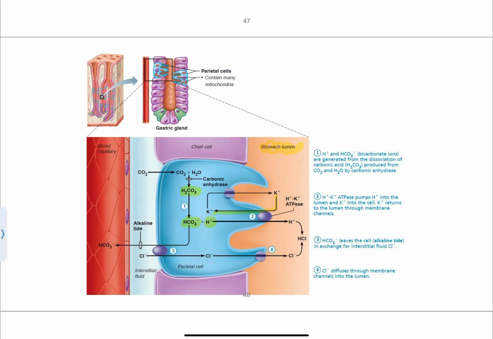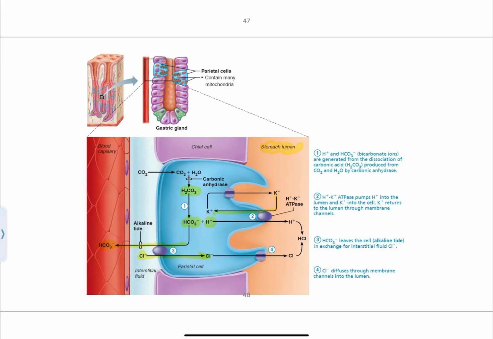The bicarbonate ion leaves the cell. Here's the bicarbonate ion leaving the cell into the interstitial fluid and ultimately entering our bloodstream. This is referred to as the alkaline tide. Anytime we are losing a negative charge, we have to bring in a negative charge in order to keep our electrical balance the same. So every time we lose a bicarbonate ion to our interstitial fluid and blood, we have to bring in a chloride ion.